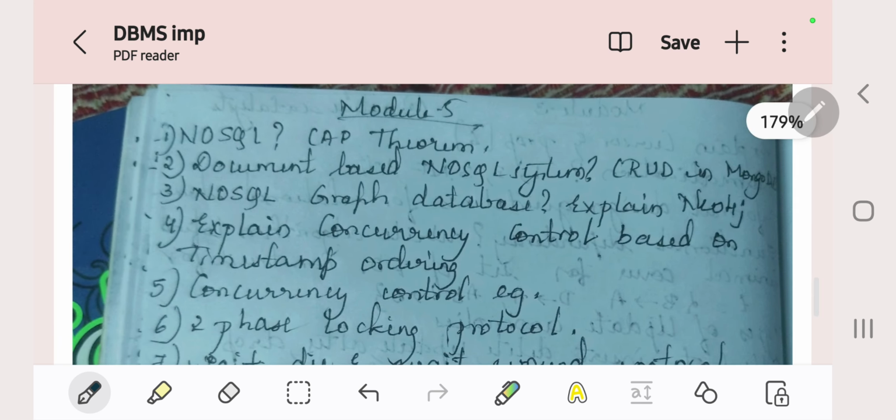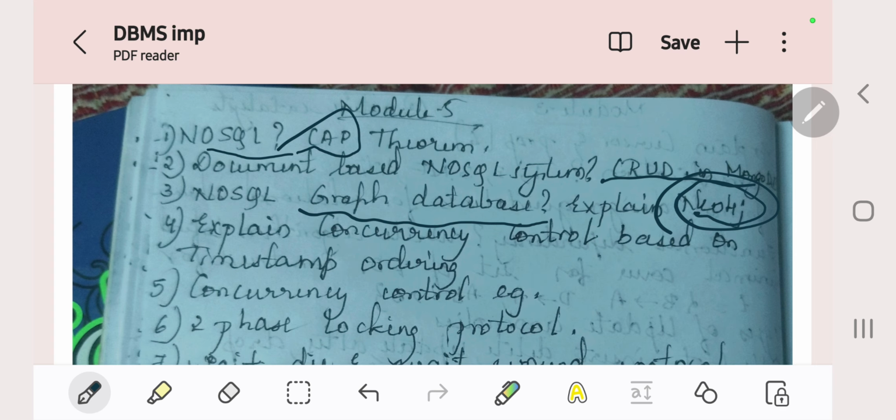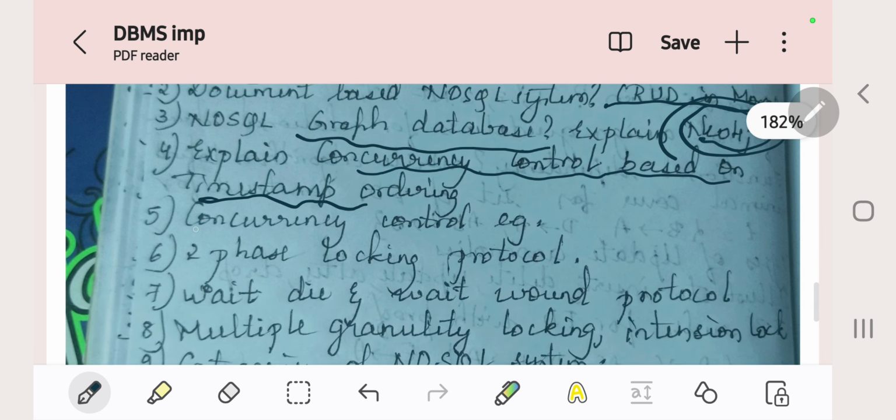Coming to module 5 now. In module 5, the first one is what is NoSQL, and we have the CAP theorem. What you can expect from this is what are CRUD operations in MongoDB. Then we have something called as graph database. We have to explain it with respect to Neo4j. Okay, then again we have timestamp or the concurrency control. Okay, this is again related to 4th module. If you are strong there, these answers are nothing to you, just some extensions are there in this module. Okay, you have to give example for concurrency control also.